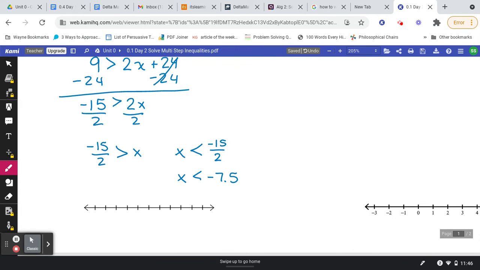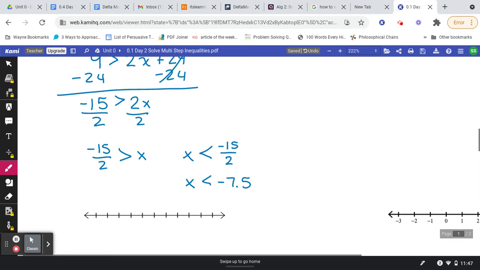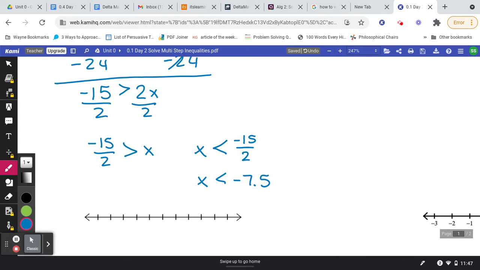And notice on this graph, we don't have the numbers filled in. So I'm just going to fill in a few of the numbers. I'll fill in -8 and -7. Because -7.5 is directly between those two. And maybe I'll fill out a couple more on each side. There we go. And then I'll put the -7.5 right in between here, open circle, because it does not have the or equal to underneath it. And then we'll point it over to the left. All right.